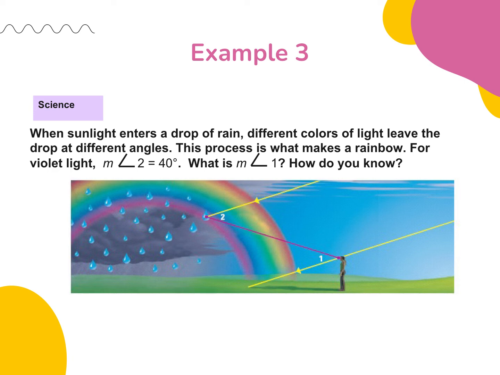So let me go ahead and maybe trace over this. So we've got this yellow line here. And notice it's got the little arrow on it indicating it's parallel to this one. And then, so those are my parallels. And then I have my transversal here. And it's created angles 2 and angle 1. Notice these are alternate interior angles, and I know that alternate interior angles are congruent. So if angle 2 is 40 degrees, so is angle 1.